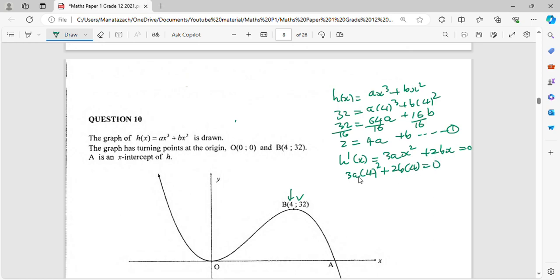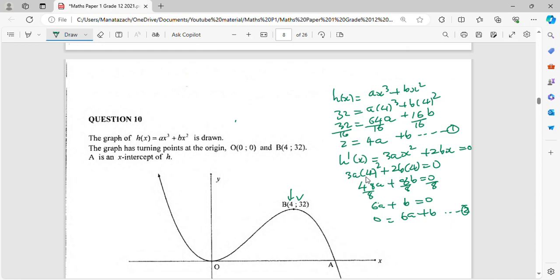That's equal to 0. Then you can further simplify it by saying 3 times 4 squared will give us 48a, and then 2 times 4 is 8b. That's equal to 0. So we can again simplify every term by dividing it by 8. So 48 divided by 8 will give us 6a plus b is 0. I want to write it in the same format as equation 1, so I can rewrite this as 6a plus b, and then I can name it equation 2.